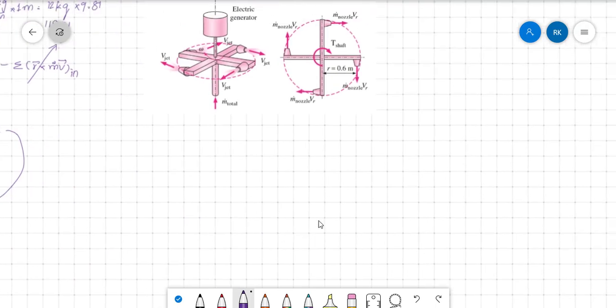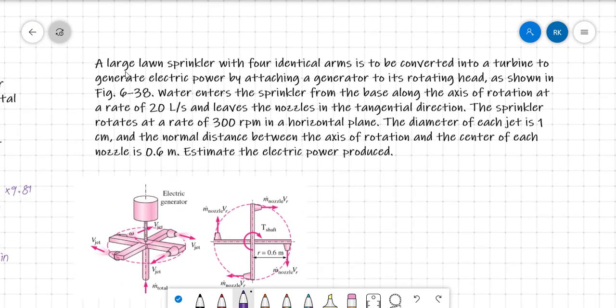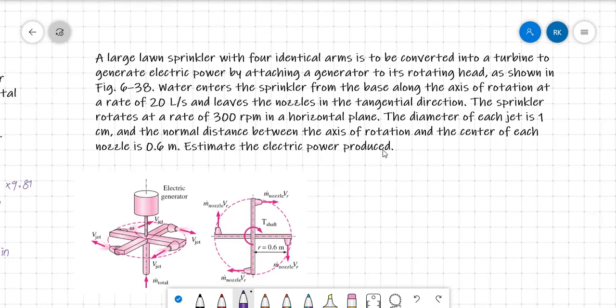So we will see now the lawn sprinkler with an example. A large lawn sprinkler with 4 identical arms is to be converted into a turbine to generate electric power by attaching a generator to its rotating head as shown in the figure. Water enters the sprinkler from the base along the axis of rotation at 20 liters per second and leaves the nozzles in the tangential direction. The sprinkler rotates at a rate of 300 rpm in a horizontal plane. The diameter of each jet is 1 centimeter, and the normal distance between the axis of rotation and center of each nozzle is 0.6 meter. Estimate the electric power produced.